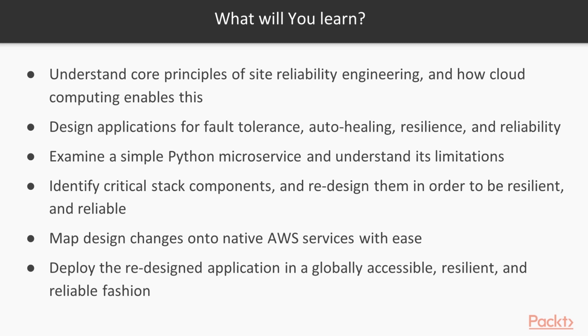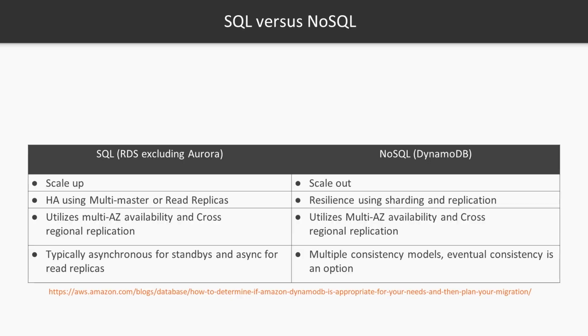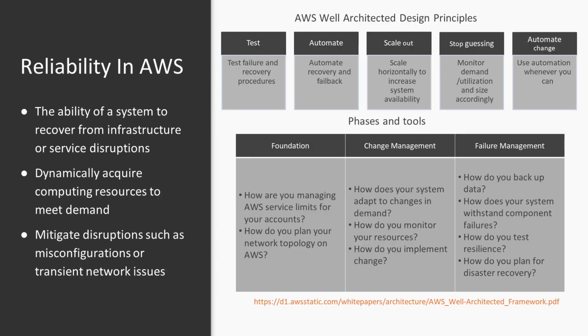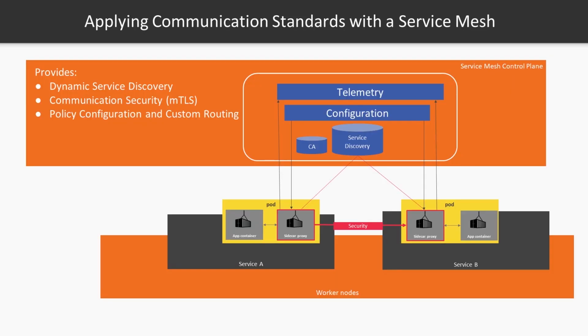The course is structured into 7 sections. The first 2 are really around understanding site reliability engineering and the basic tenets for reliability on Amazon. Then we'll begin to drive into what looks like a good design for Amazon, a 3-tier, multi-tier application, but we'll begin to understand why that's not so good for microservices and distributed systems.